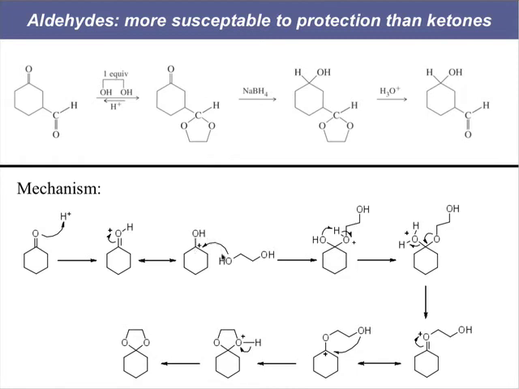Then our ethylene glycol will act as a nucleophile. It'll add into that carbocation. We then do a proton transfer where the alcohol will grab the extra H off of our ethylene glycol oxygen. That gets us water. Water can leave to get a resonance stabilized carbocation that is resonance stabilized by the oxygen here.